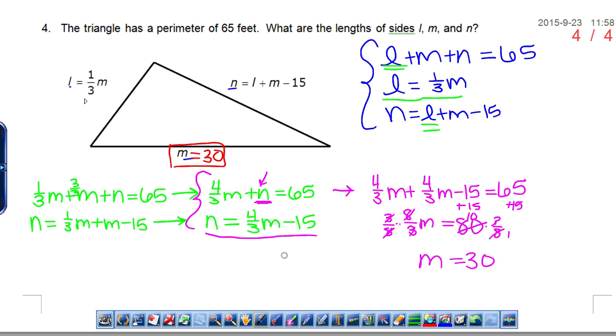So L is equal to 1/3 M, so that's 1/3 times 30, which would tell us that L is equal to 10. And N is equal to 10 plus 30 minus 15. So that's 40 minus 15, which is going to be that N is equal to 25. I'll double check my work, add all these up, and make sure they add up to 65, which they in fact do. So those are my side lengths of my triangle. And that is all your notes.